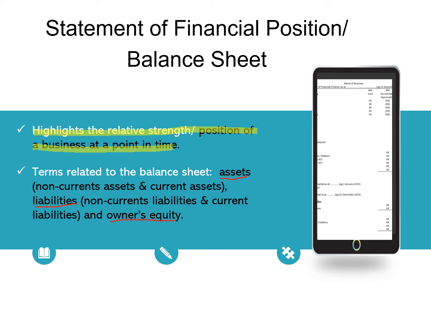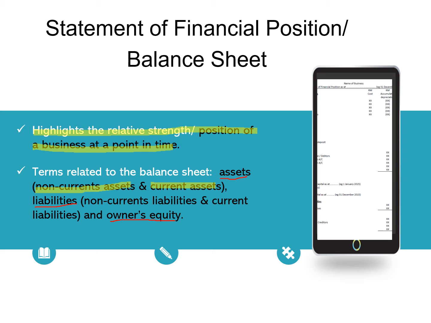Talking about assets, these assets can be categorized into non-current assets and current assets. The non-current assets are those assets which have a useful life of more than 1 year. Examples of non-current assets are plant and machinery, land and building, motor vehicles, and long-term investment. While examples of current assets are inventories, accounts receivable, and cash.